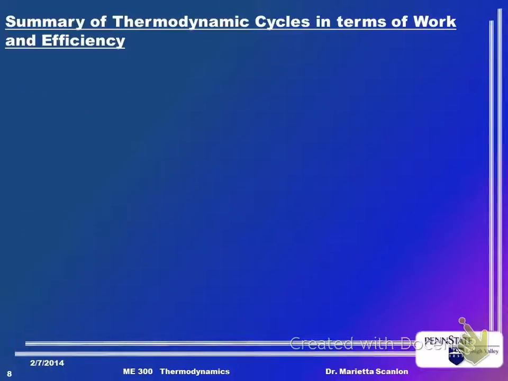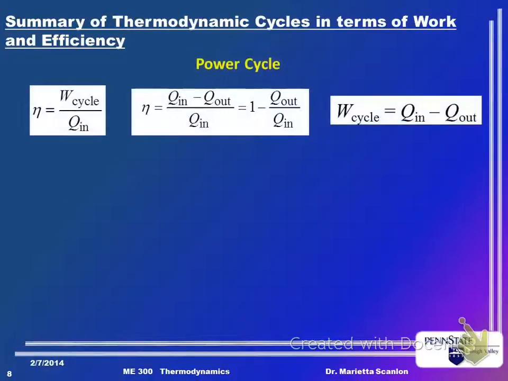So there are a bunch of equations. I summarize them in one table rather than deriving them. If you want the derivations, they're in the notes. So the summary of cycles in terms of work and efficiency. For a power cycle, the efficiency, we call this term eta. It's the Greek letter N.